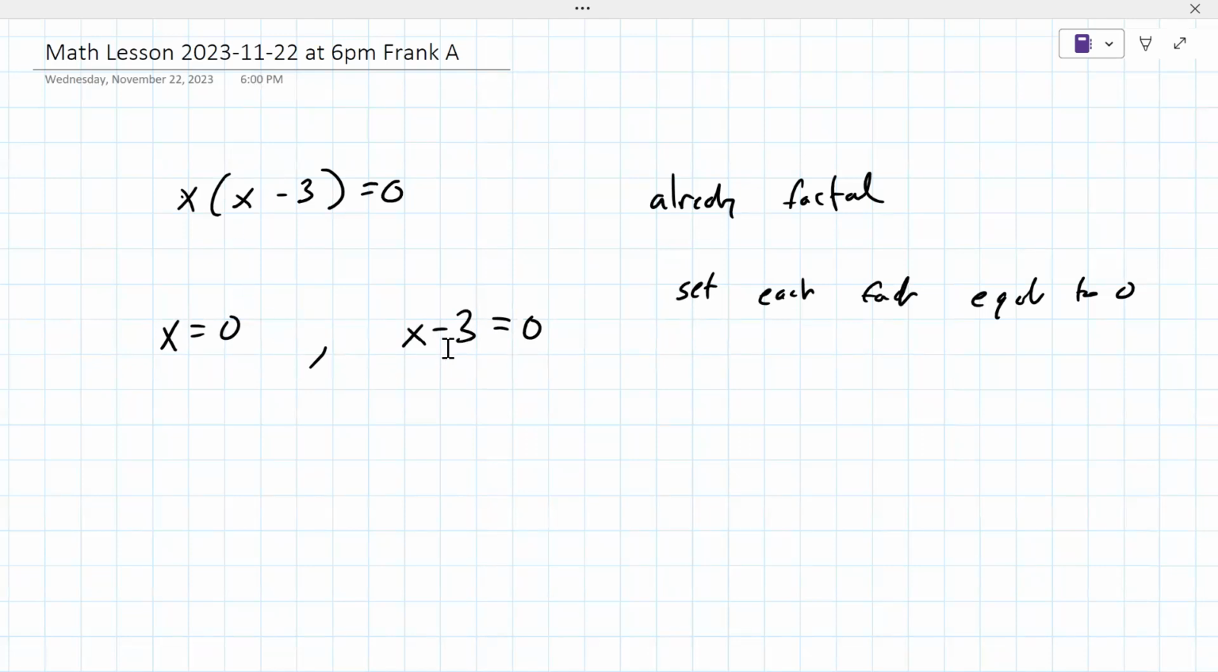All right. So how do you solve this one on the right? What is the solution to this problem here? Yeah, how do you solve x minus 3 equals 0? Normally by adding 3. You would add 3 to both sides, right? Yeah, 3 to both sides. So what does x equal here? x equals 3. Good. Okay, so your two solutions are x equals 0 and x equals 3. All right, is that okay?